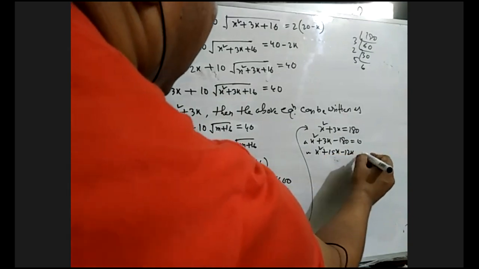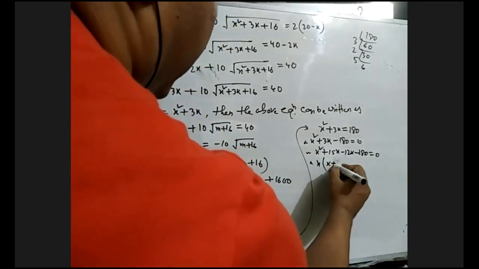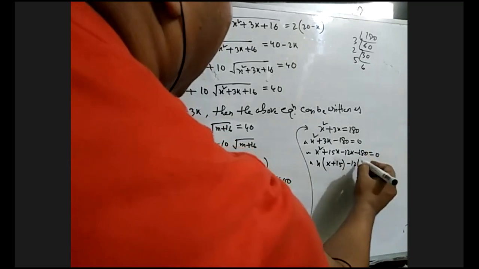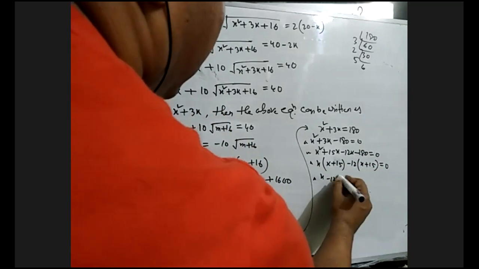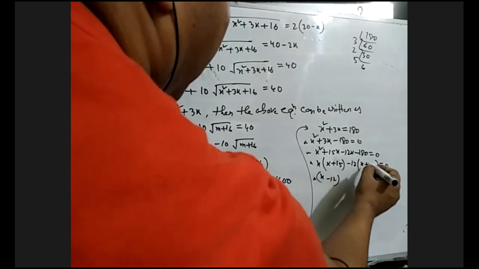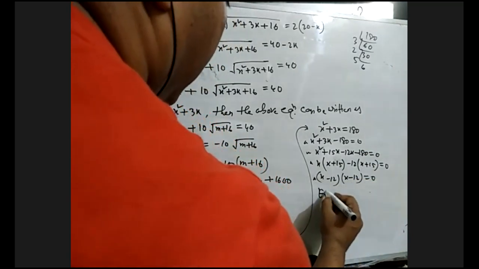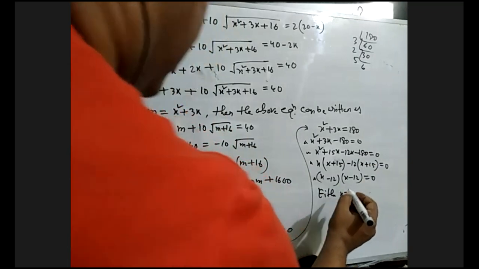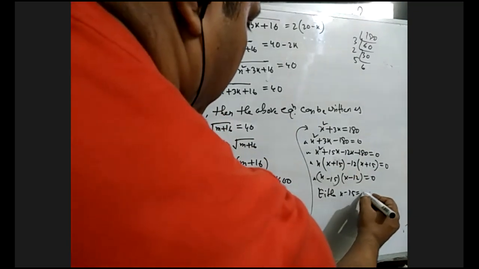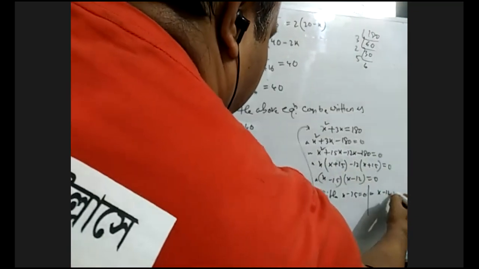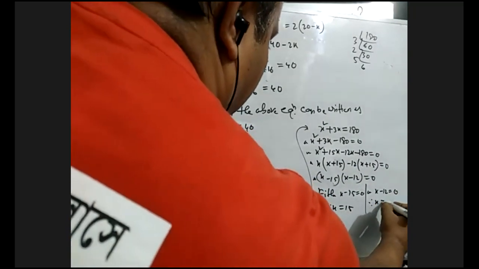15x minus 12x minus 180 equals 0. So x will be common from here: x plus 15, and x minus 12 will be common from these two sides. So either x minus 15 equals 0 or x minus 12 equals 0. Therefore, x equals 15 and x equals 12.